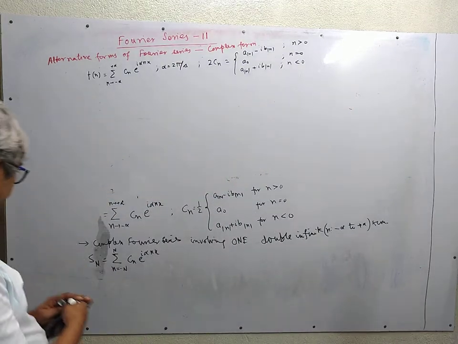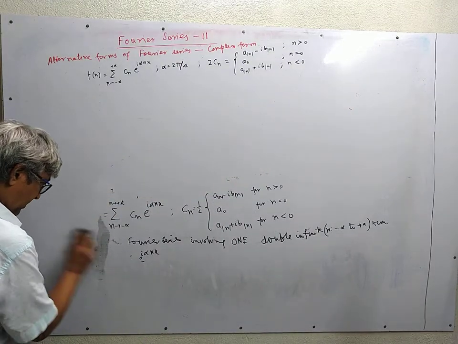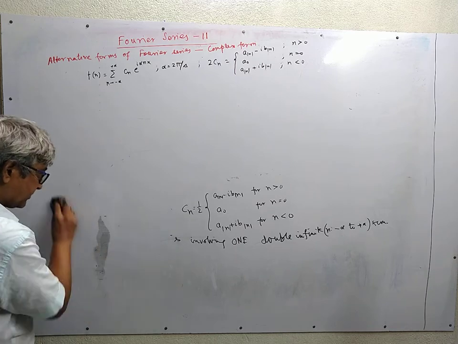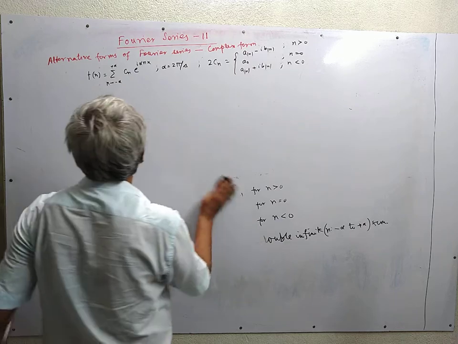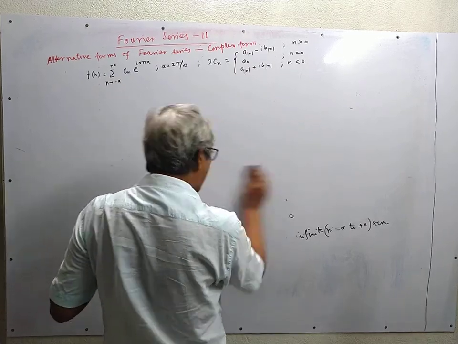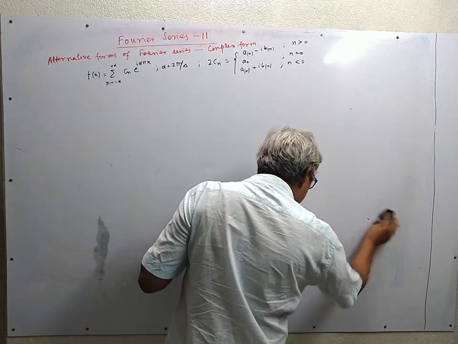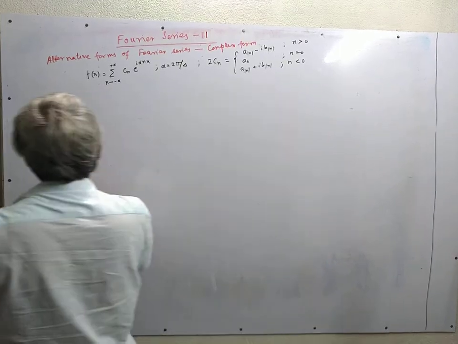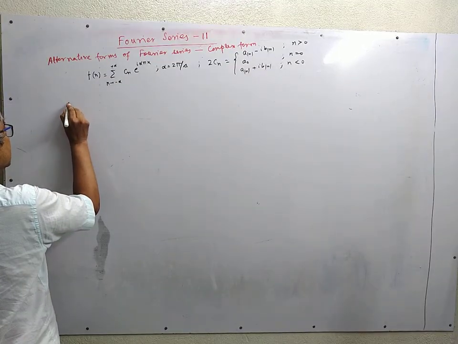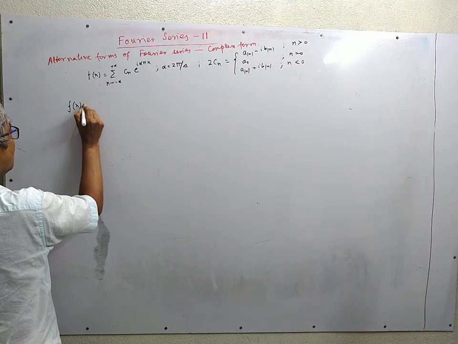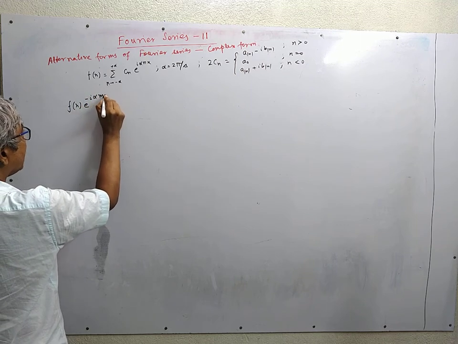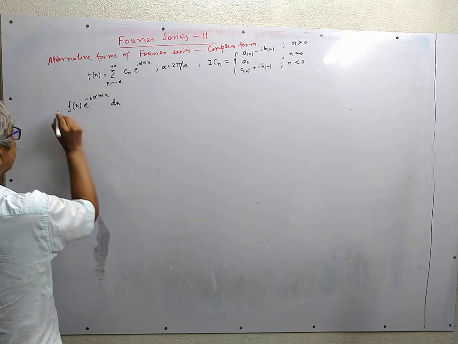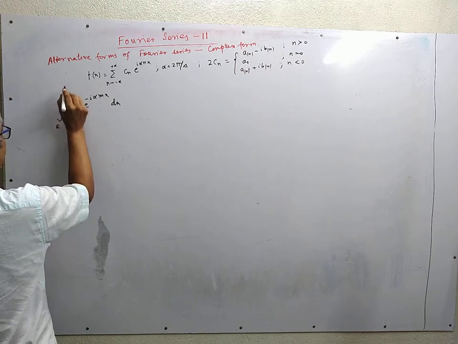And how to find out the expansion coefficient? To find out the expansion coefficient, we multiply both sides of the complex Fourier series by e to the power minus i alpha m x. So we multiply f of x with e to the power minus i alpha m x and integrate the result over dx from a to b.